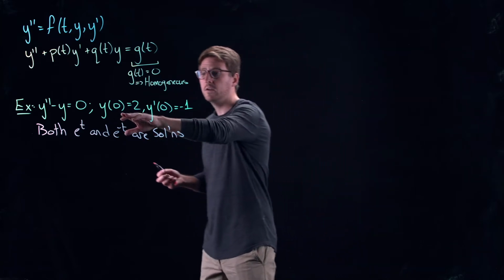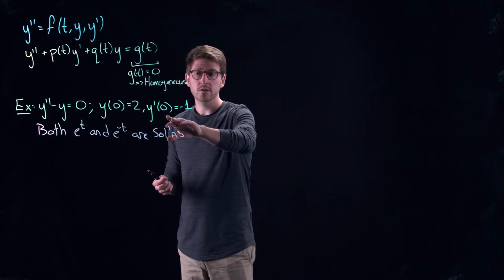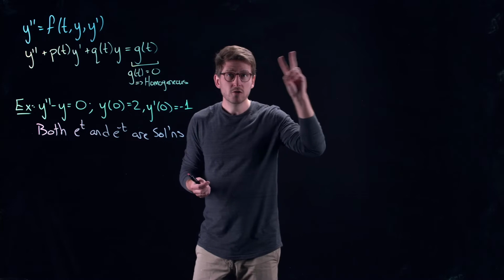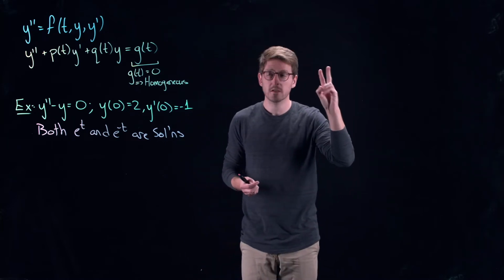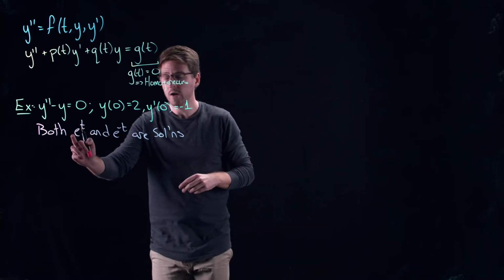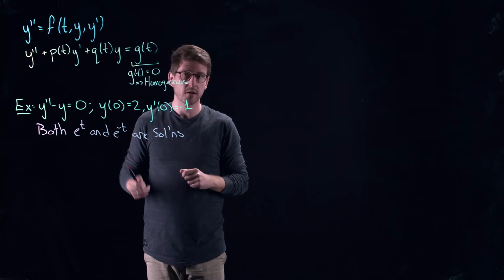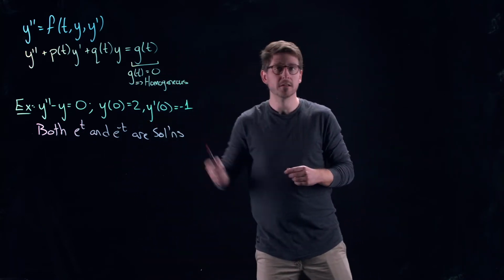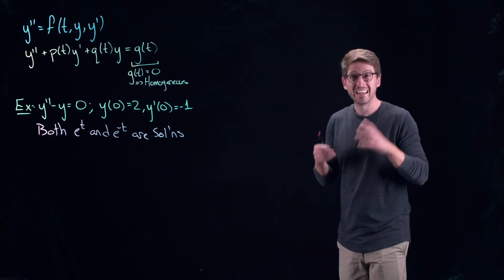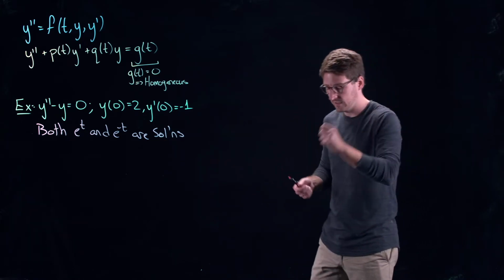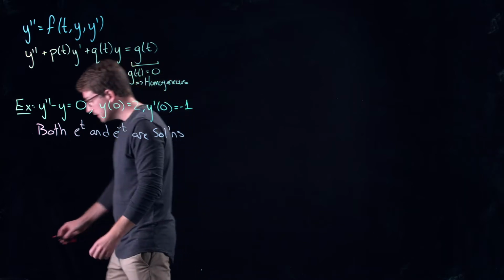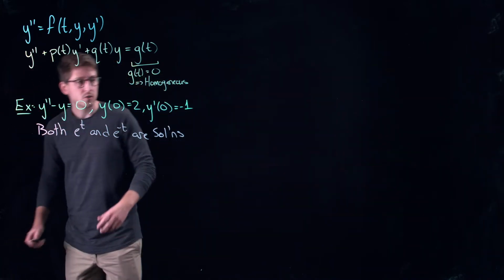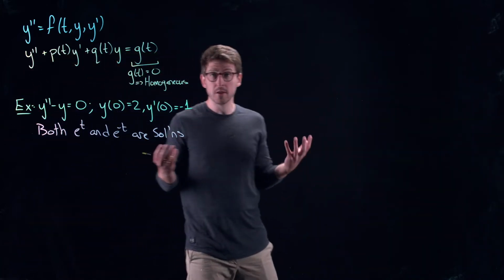If you have two conditions that you have to meet, you need two equations to meet those conditions. So only having one unknown, so some constant in front of these things, is not going to be enough to drill down something that fits both of these initial conditions unless we get very, very lucky. So the question is, what do we do?